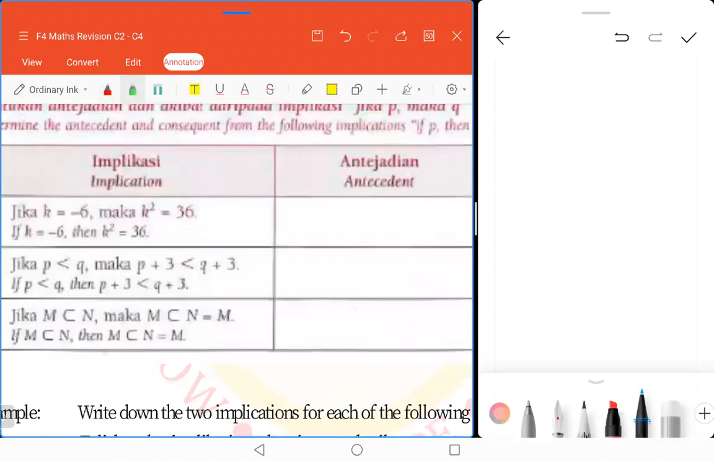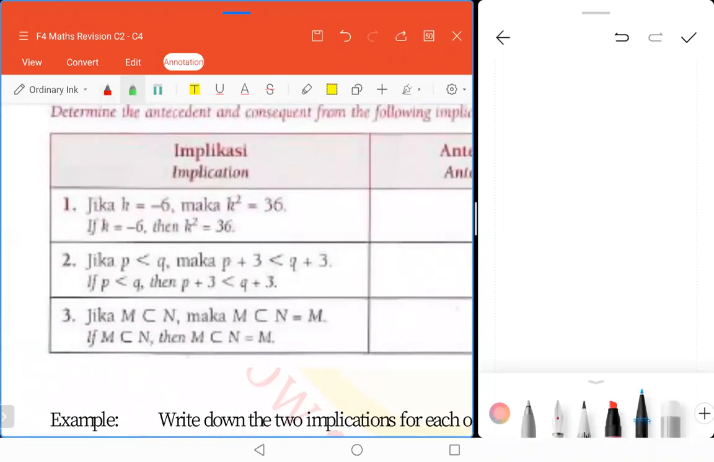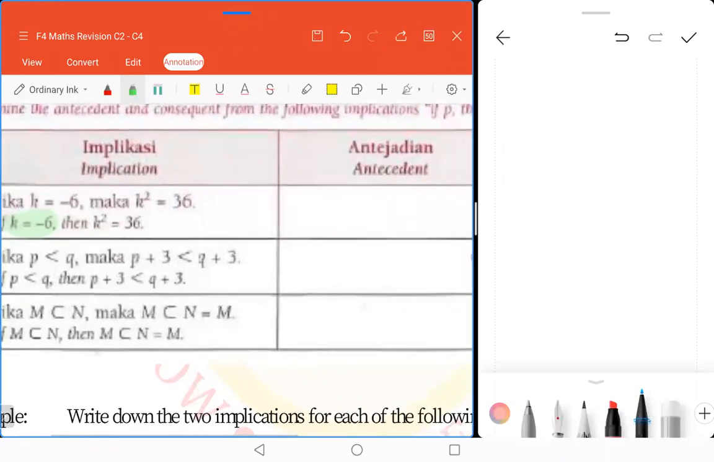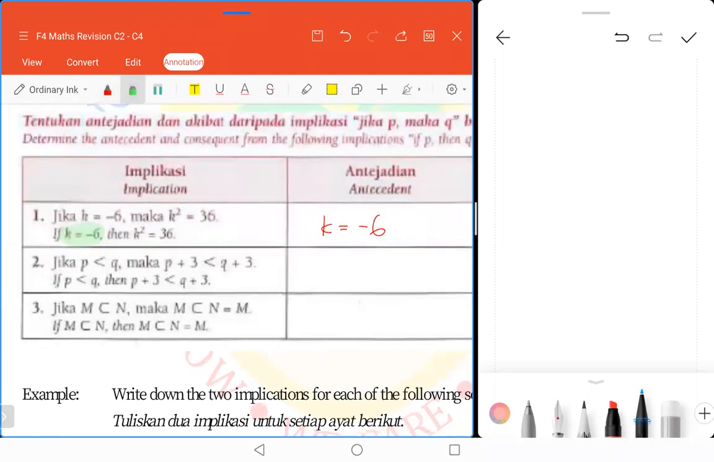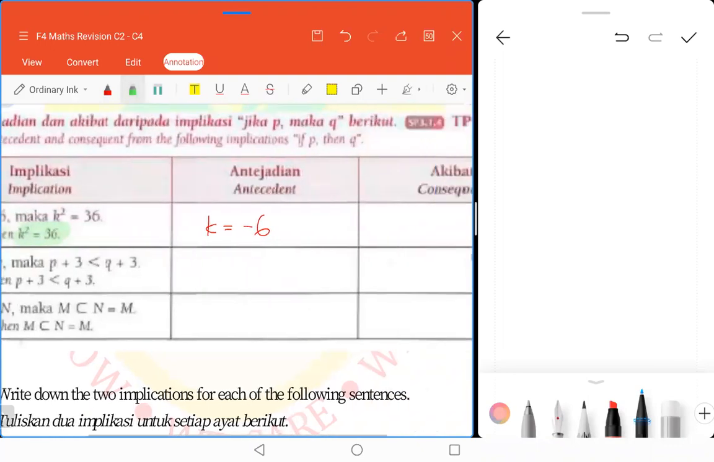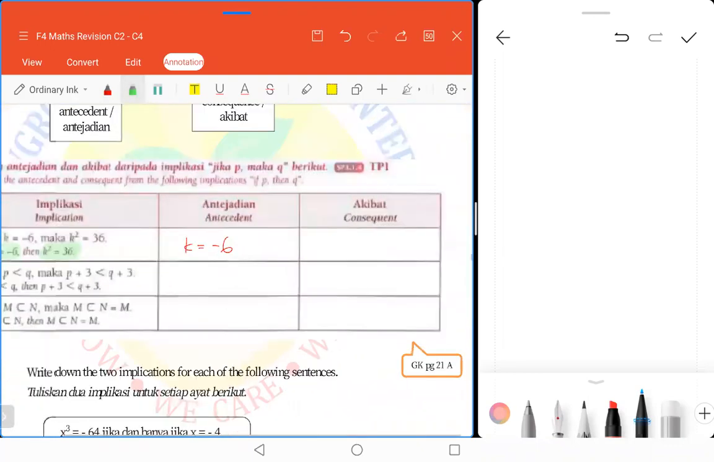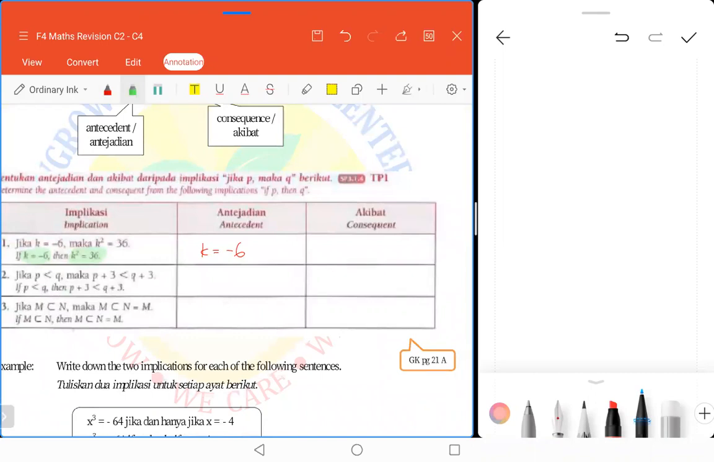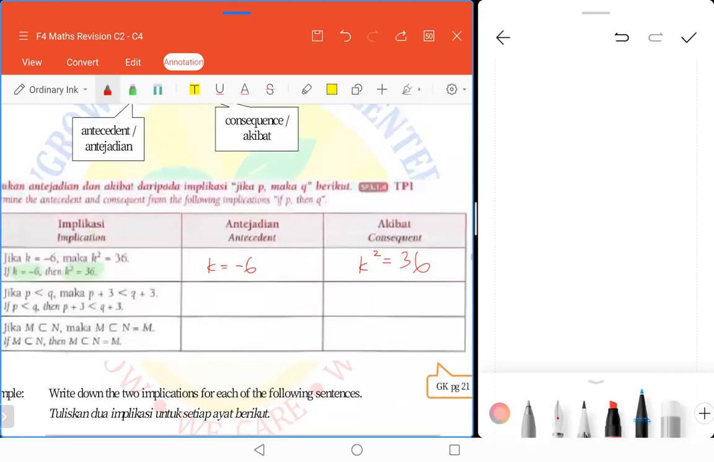Okay, so you look at the sentence here. If k equal to -6, then k squared equal to 36. The first sentence is the antecedent. So you write the answer here: k equal to -6. At the back, k squared equal to 36 is the consequence. Oh, by the way, this is in your GK, the blue color book, Gerak Kerja. Yeah, GK. So this one is k squared equal to 36. Very, very easy one. The easiest topic in Form 4.